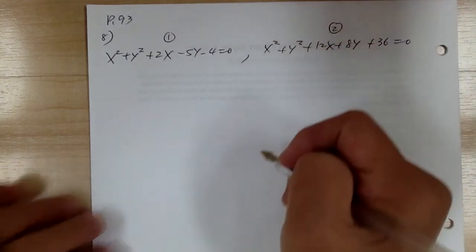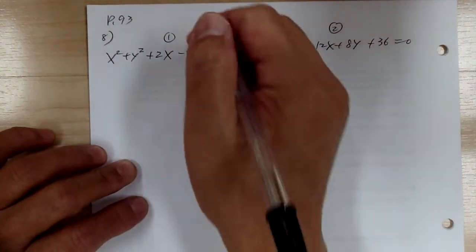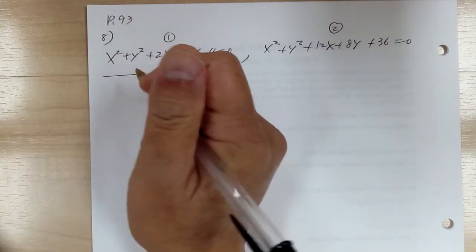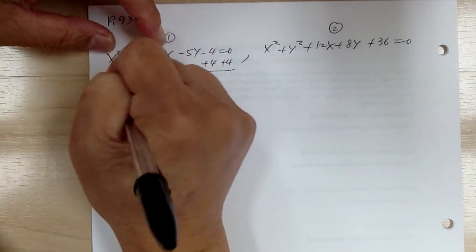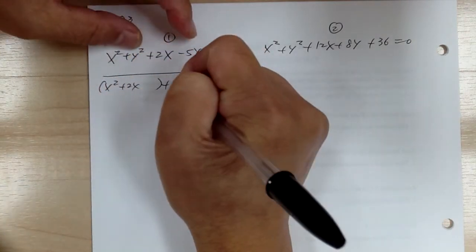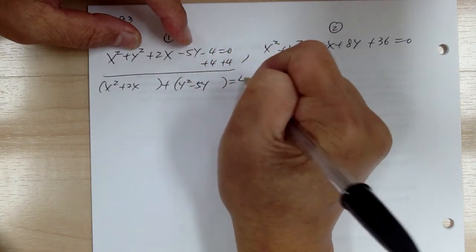That's your equation 2. Okay, so to draw the circles, you need to complete a square. So that's plus 4 on each side. And collect your terms. So you're going to get x squared plus 2x. And you're going to have the y squared minus 5y equal to 4.